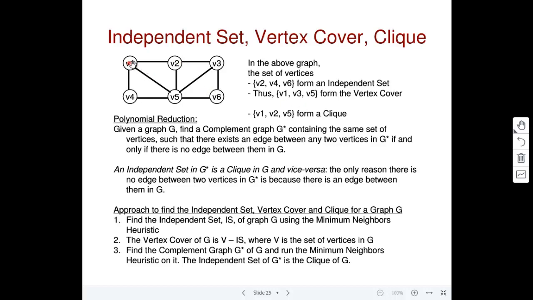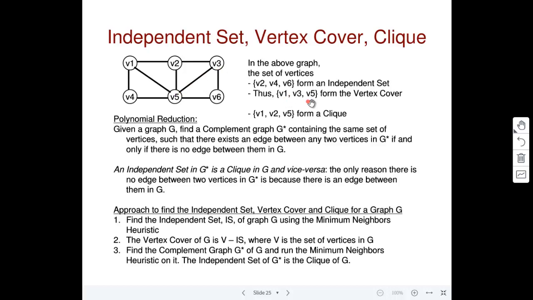So let us check. For V1, V2, V1 is in the vertex cover. For V2, V3, V3 is in the vertex cover. For V1, V4, V1 is in the vertex cover. For V2, V5, V5 is in the vertex cover. For V3, V5, both V3 and V5 are in the vertex cover. So that's fine. I said at least one of the two end vertices should be in the vertex cover. So in this case, both end vertices are there.